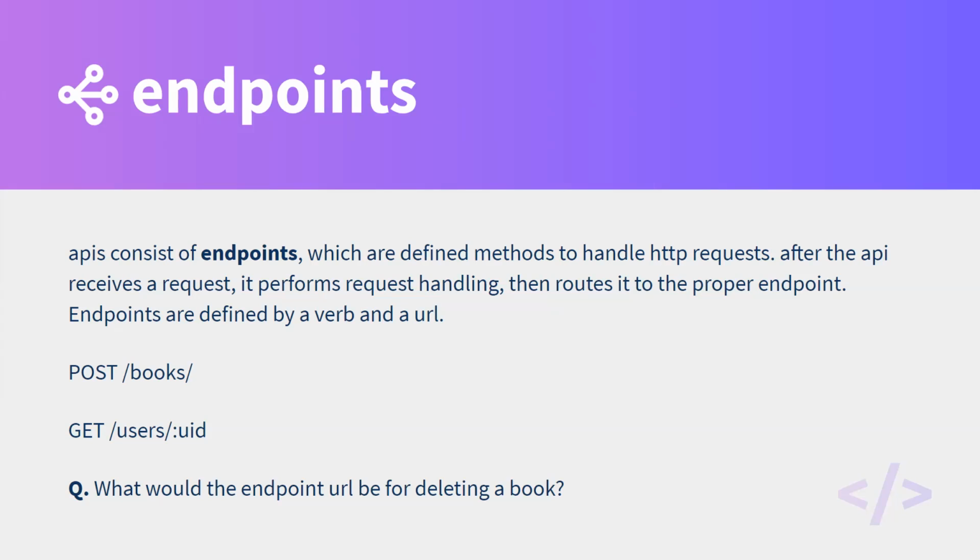What would the endpoint be for deleting a book? Delete books book ID. Yeah, so it'll be delete slash books, and then you would provide the book ID, so we're providing everything it needs to know, right? The book ID, and then what's happening to the book. Yep.